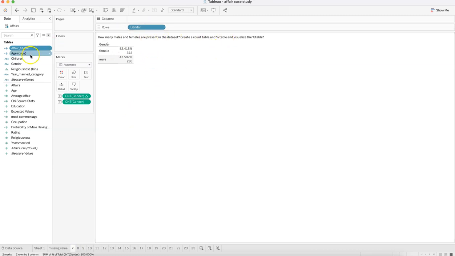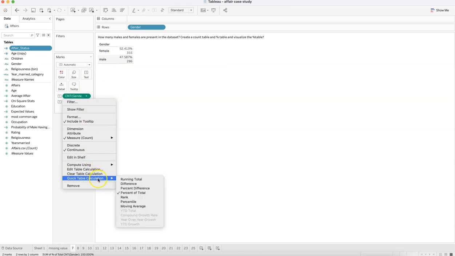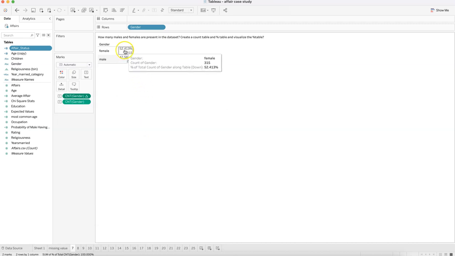If you see from here, I have taken the gender over here and I have taken the count of gender, and first I have taken the percentage by taking count of gender, and over here going to the quick table calculation and percent to total. That basically shows that we have 52.4% female and 47.5% male. And then once we have this calculation, I have to again bring in the gender count over here on the text to show 315 values for female and 286 values for male.